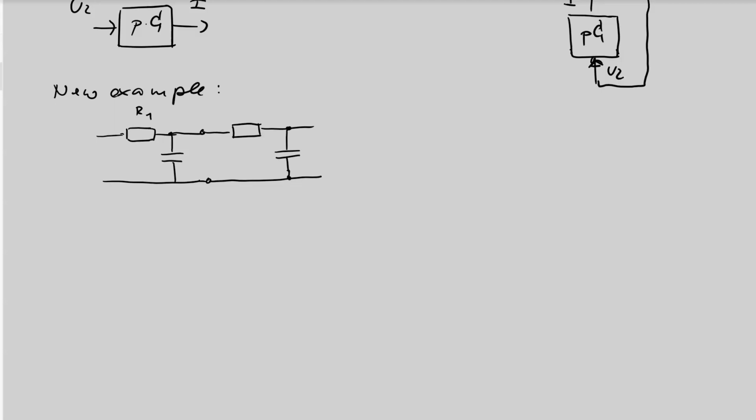Let's call this resistor R1, capacitance 1 is C1, this is R2, this is C2. Again, I want to assume that the output current is 0, so this voltage U2 at the output is not a load for my RC system. There is an input voltage U1, and you see we have now a similar situation, but now with two RC elements internally.